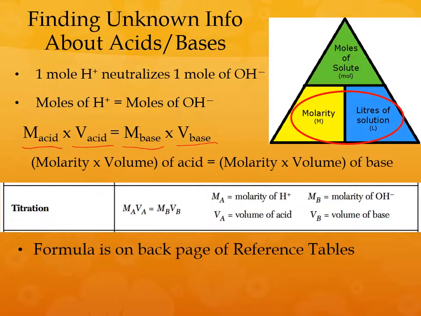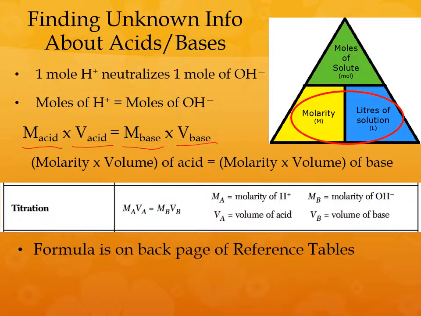So if we know the strength of our acid and how much of it we have, like I had that giant volumetric flask full of acid yesterday, we can then figure out how much of a base we would need to neutralize that acid if we knew how strong the base was. So we just need 3 of these 4 unknowns, and then we can always find the 4th one.